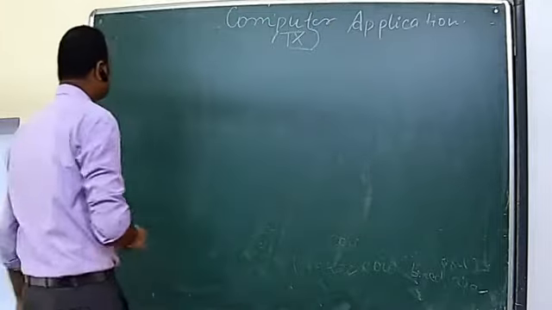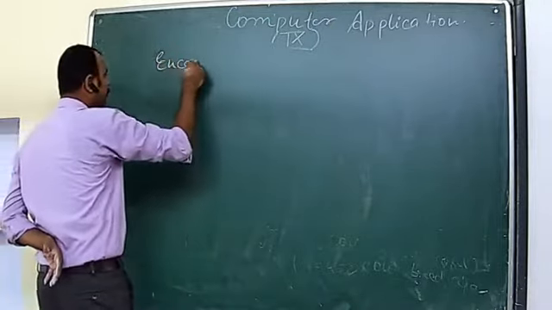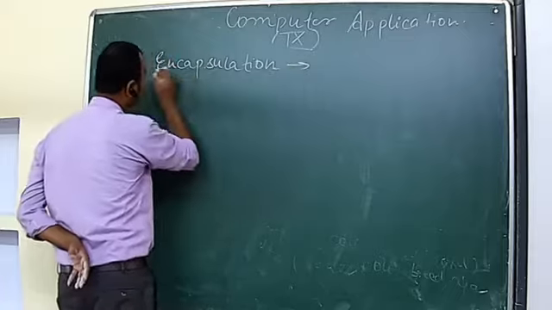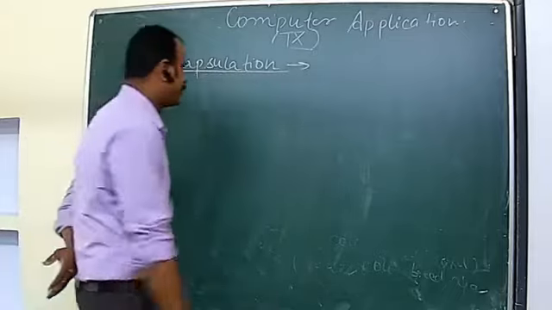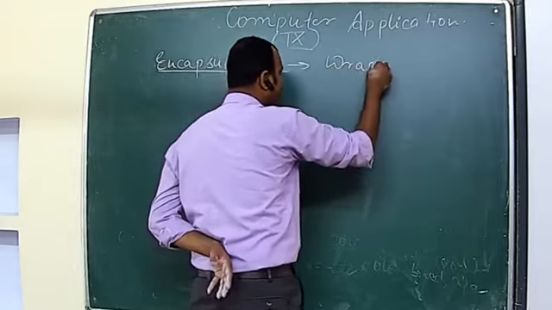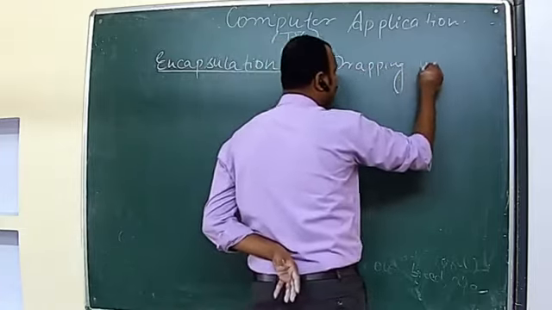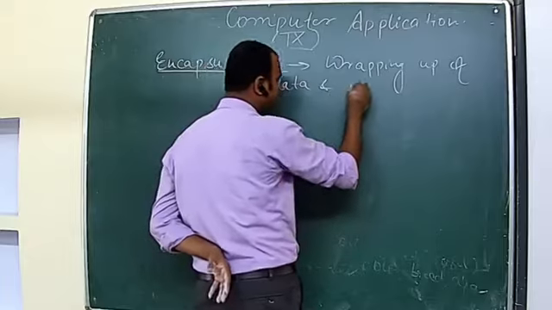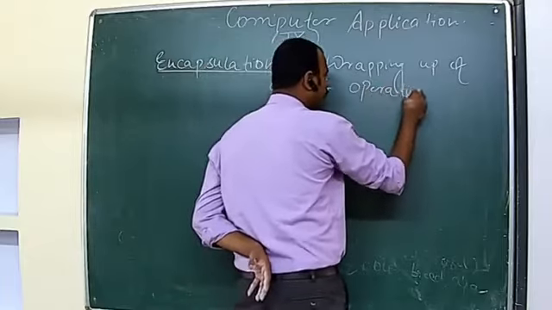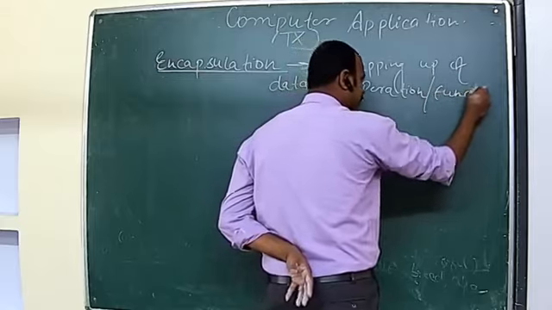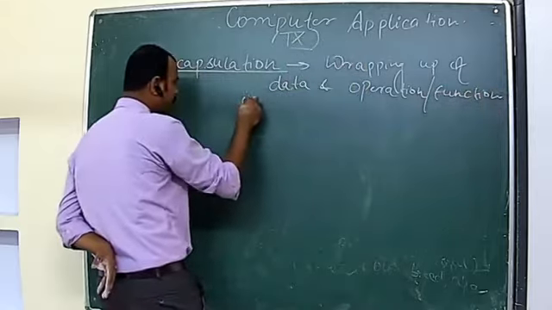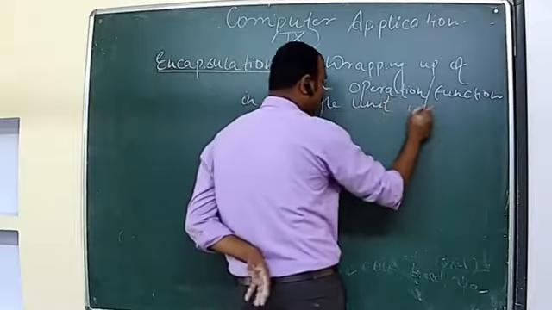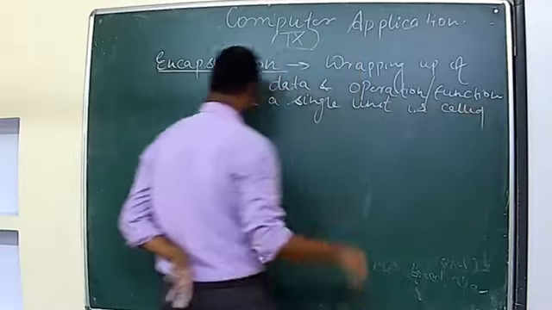The second one is encapsulation. Encapsulation, the definition would be wrapping up of data and operation, you can say operation or function, in a single unit is called encapsulation.